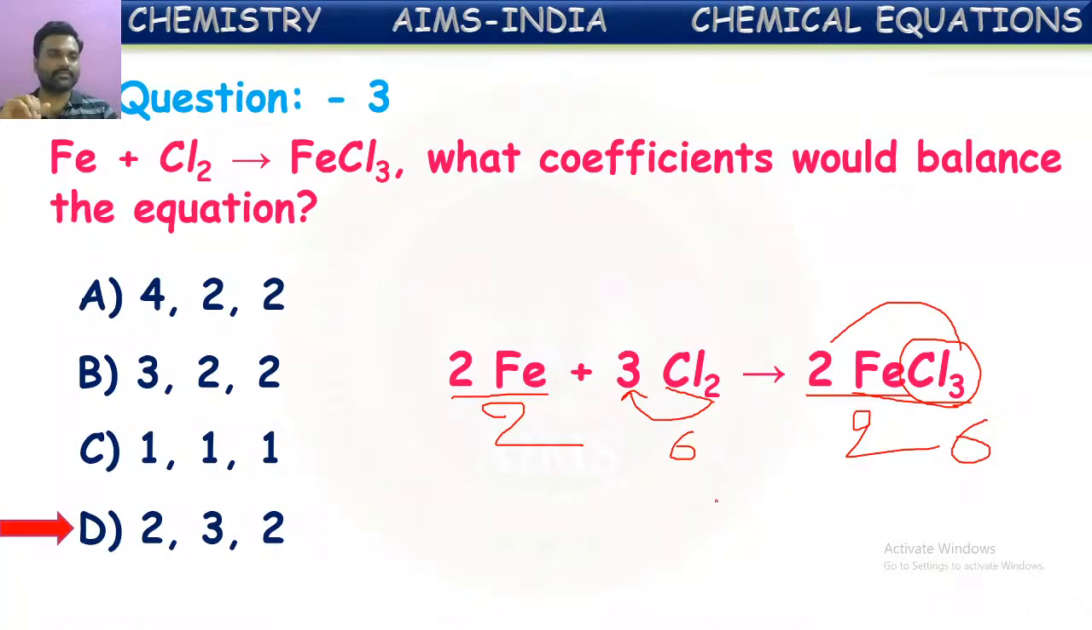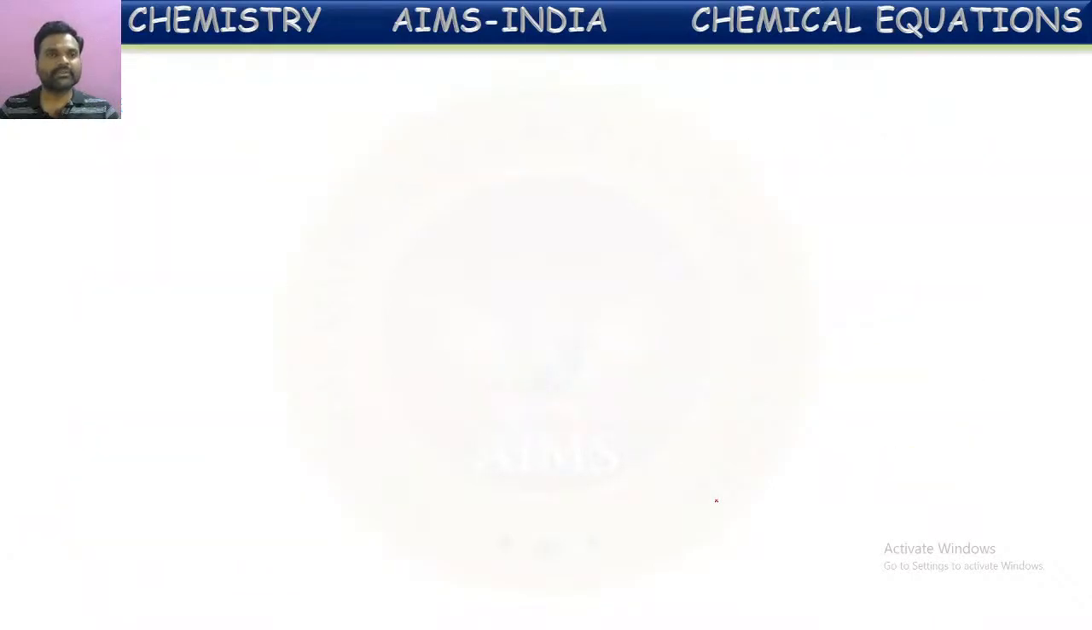So the total number of atoms is equal on both sides. Hence it is the correct equation. So D is the correct option for it. I think you understood how to do it. Next, based upon counting the number of atoms, we have given this question.